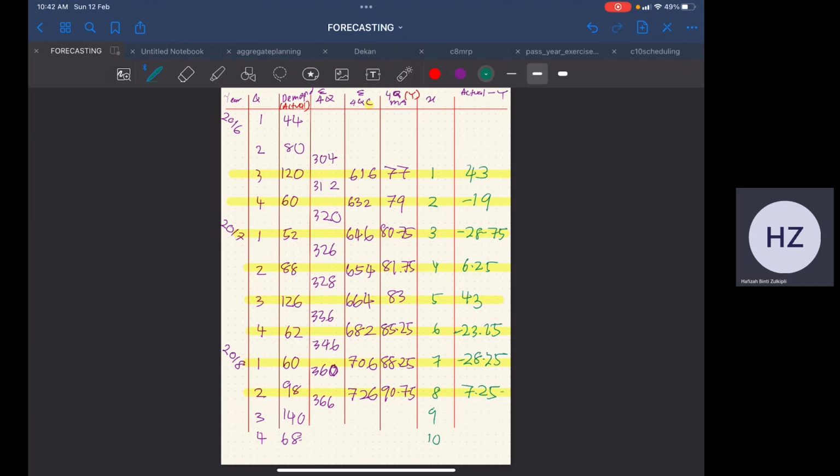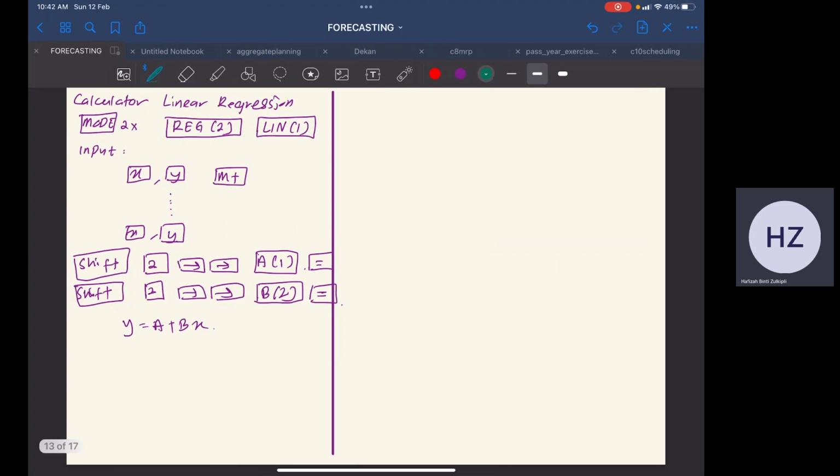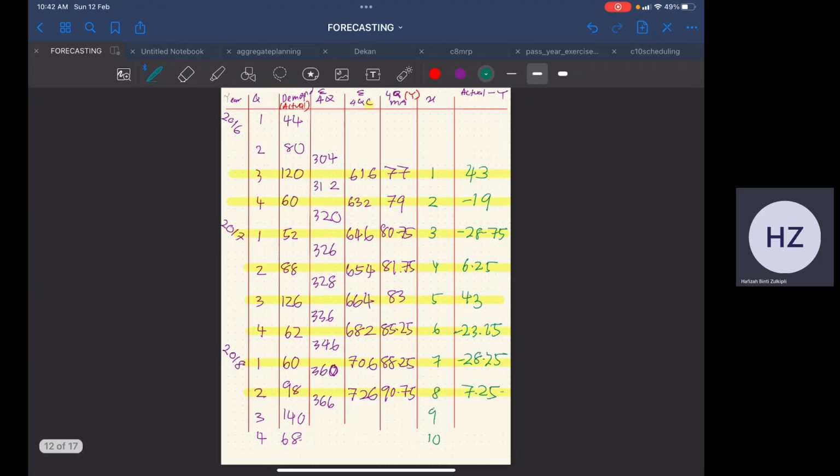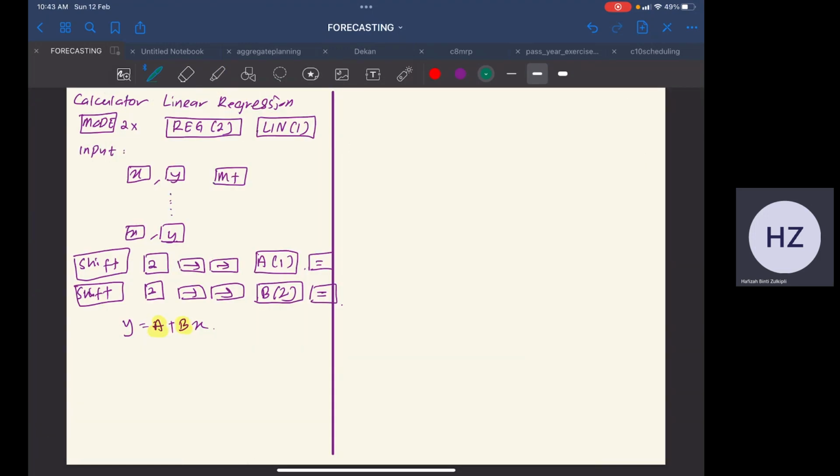Okay, done that part. Now this is the formulation. I already explained to you how to use your calculator to get the value of A and B for the linear regressions. So we can find A and B from the calculator part, but we will leave that first. The first thing I want you to do is to develop the seasonality table.